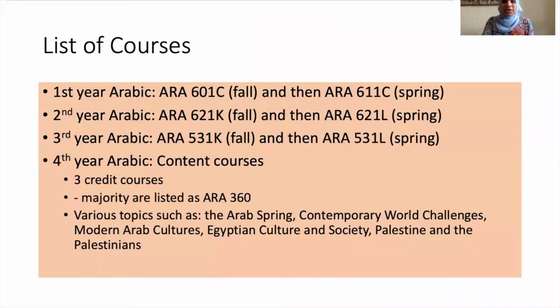At the University of Texas, we offer 4 years of language instruction in Arabic. The first 3 years of Arabic are taken as intensive language courses. First year Arabic is 601C in the fall and then 611C in the spring. Those are both 6 credit hour classes. Second year Arabic is Arabic 621K in the fall and then Arabic 621L in the spring. Those are also both 6 credit hour courses. And then third year Arabic is a 531K course in the fall and then 531L, which is offered in the spring. And those are 5 credit hour courses.